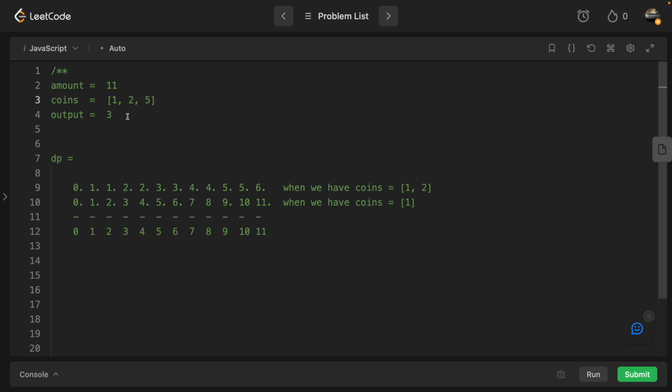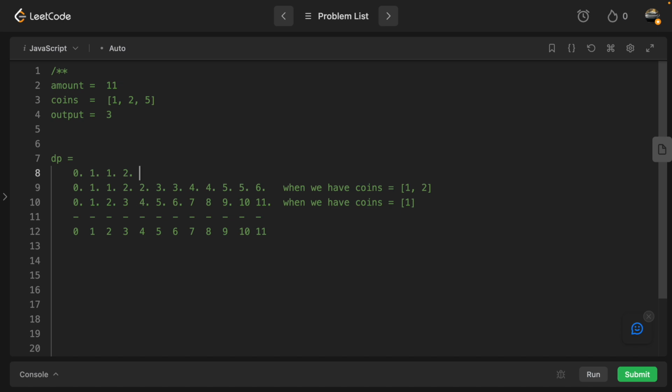What about when we have the whole array here? When we have the coins 1, 2, and 5 at our disposal, what is the minimum number of coins that we can use to make up the amount 0? The answer is still 0. What about 1? If we have the coins 1, 2, 5, we can just take one of the 1 coin to make up the amount 1. So this one's going to be 1 also, and 2 is going to be 1 also, and 3 is going to be 2 also.